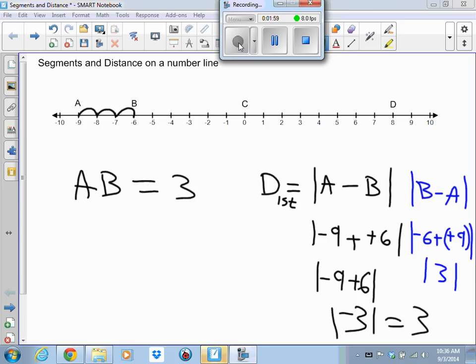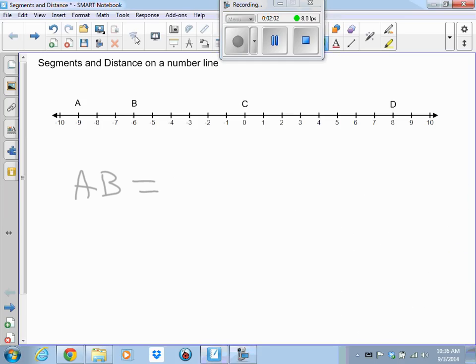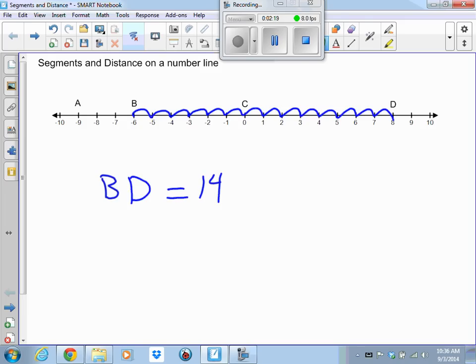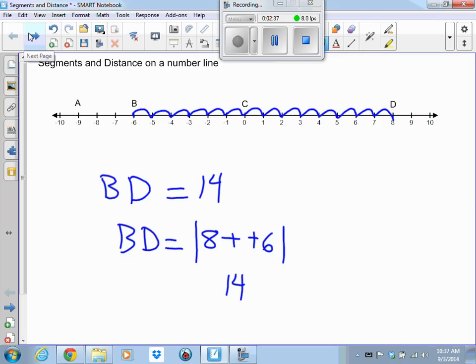So you can kind of do this with all different ones on here. If we want to go length of line segment BD, we can go 1, 2, 3, 4, 5, 6, up to 14. Or you could do 8 minus -6, absolute value. That's 8 plus 6, so it's 14. And that's just pretty much on a number line. We're going to use that later when we get to coordinate planes, but that's pretty much it.